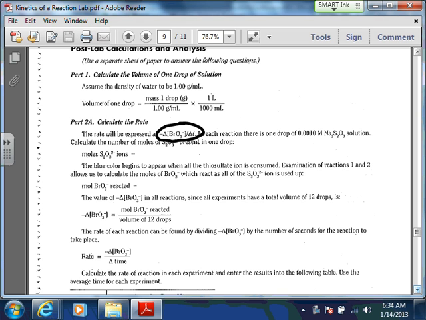And let's see. In each reaction, there's 1 drop of the 0.0010 molar sodium thiosulfate. So we're going to have you calculate the moles of the S2O3 2 minus ions. It says the blue color begins to appear when all the thiosulfate ion is consumed. And the examination of these reactions allows us to calculate the moles of BrO3 minus, which react as all of the S2O3 2 minus ion is used up. So then it's asking us for the moles of BrO3 minus reacted.